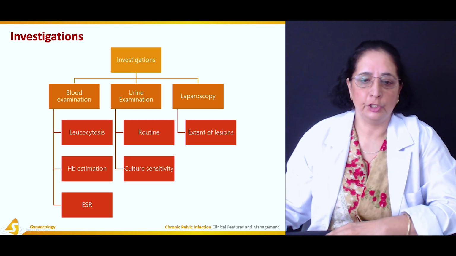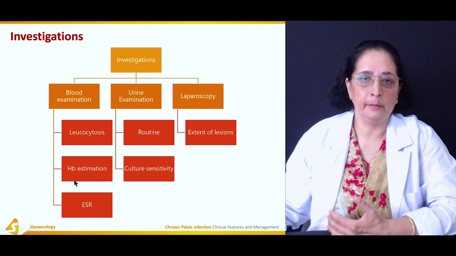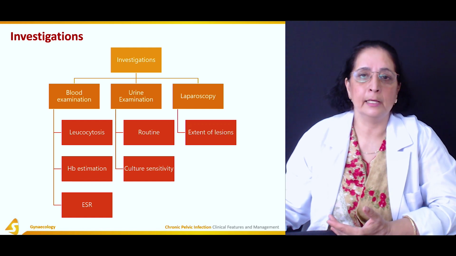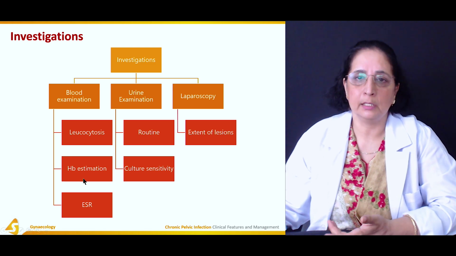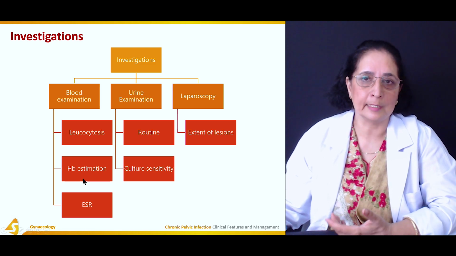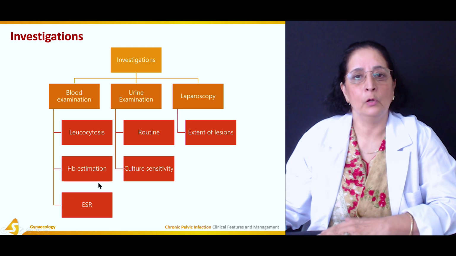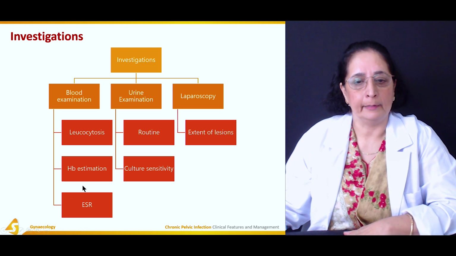Hemoglobin estimation. Hemoglobin should be measured because chronic infections usually lead to pallor and weakness, and most likely patients have a low hemoglobin level. And then ESR.